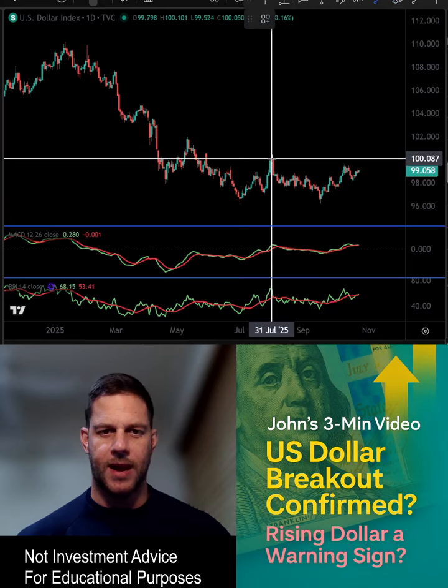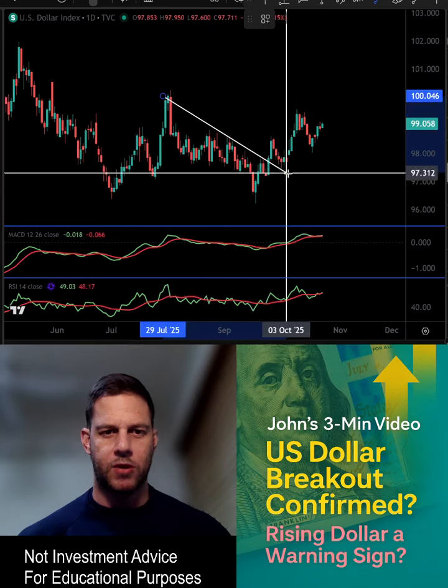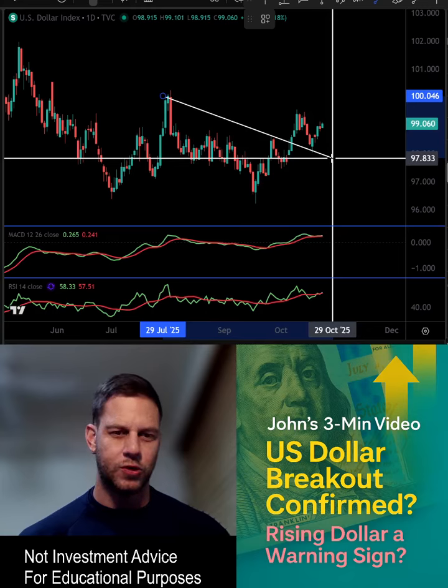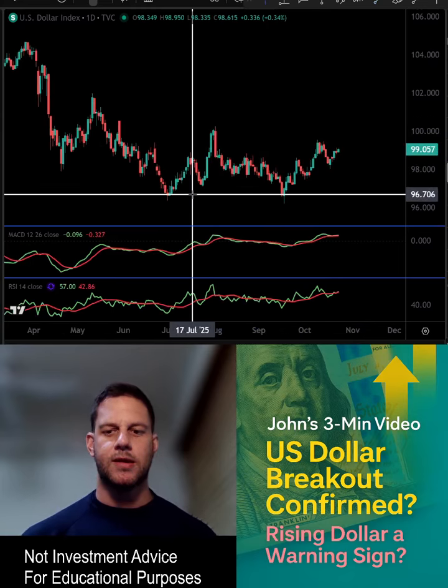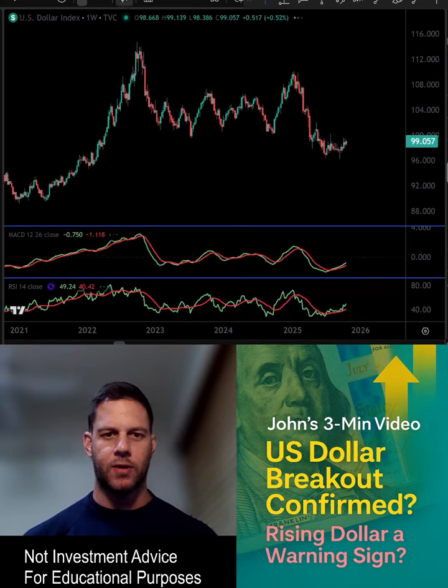Shorter term, you could say that 100 level is key. If you're looking at a shorter term trend, maybe you draw the line there and say that's a breakout, or maybe you draw it differently. I wouldn't draw it there necessarily, but you can see there are many ways we can draw this, and whichever way we draw it, it looks like the US dollar is breaking out.